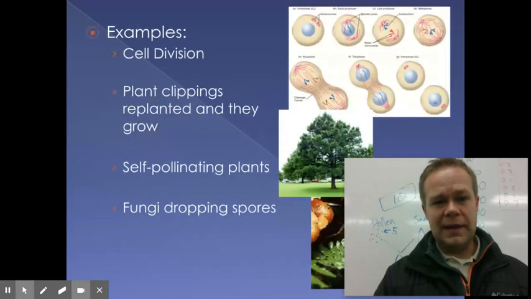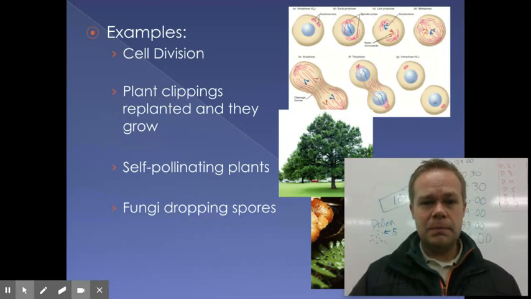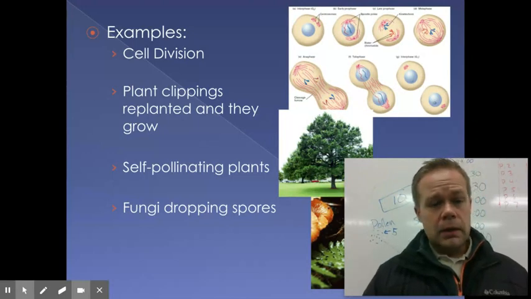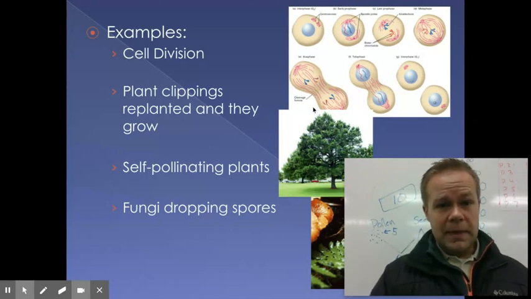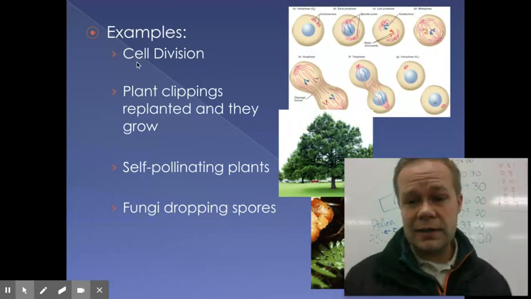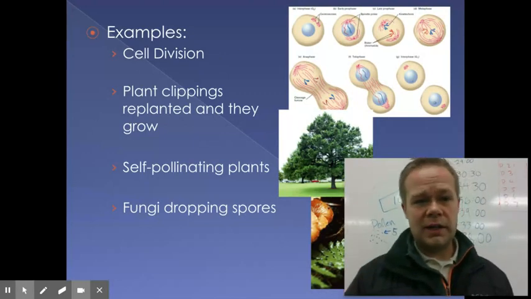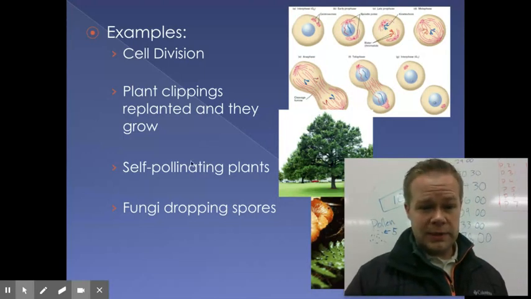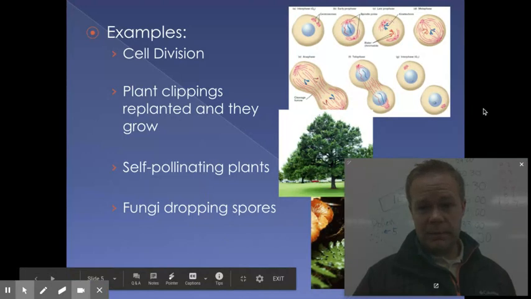So finally, last slide. Again, pause here if you need to and write down these examples, and I'll talk about them. So, like we said, the main example is cell division. That's almost always. When we're talking asexual reproduction, we're almost always talking about cell division. But there are a few other examples. Like, let's talk about this one down here at the bottom.